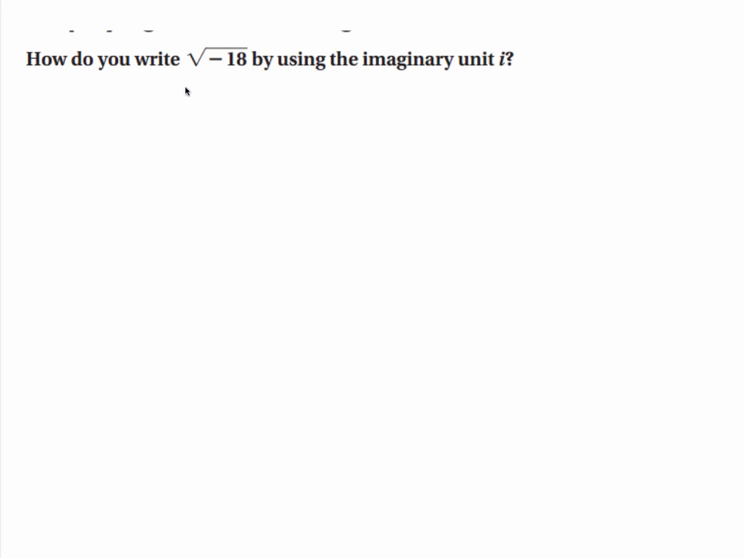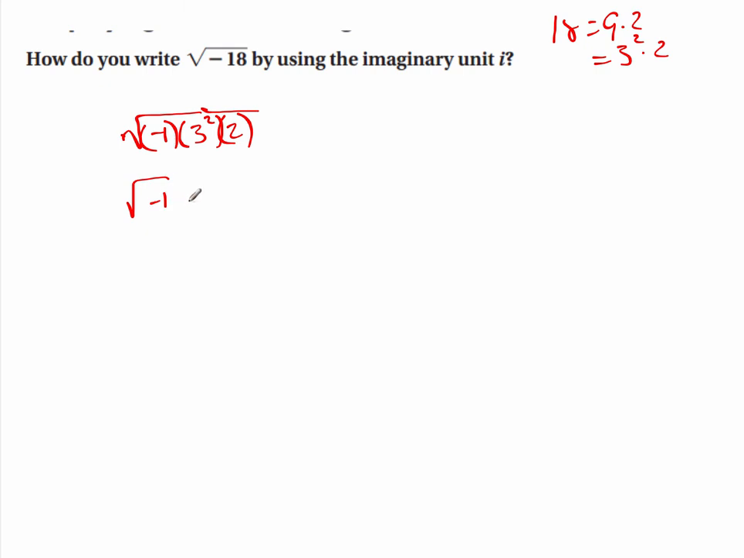So how would I write the square root of 18 using i? Well, I'm going to break it down into its primes. So this is negative 1 times 3 squared times 2, because 18 is 9 times 2, and 9 is 3 squared. So this is the square root of negative 1 times the square root of 3 squared times the square root of 2. So this is i. The square root of 3 squared is 3, and I'm going to leave the square root of 2.